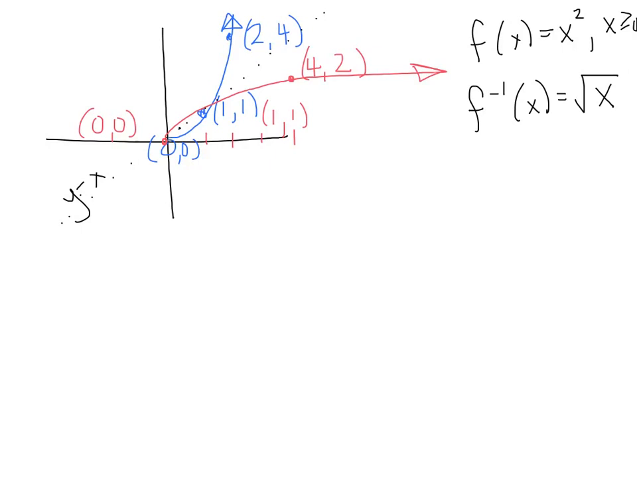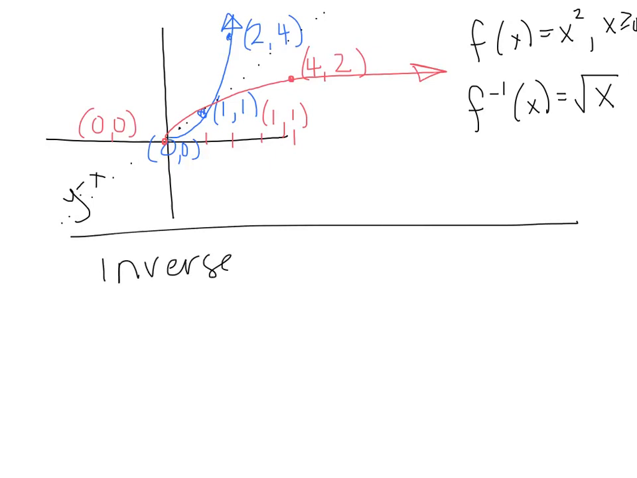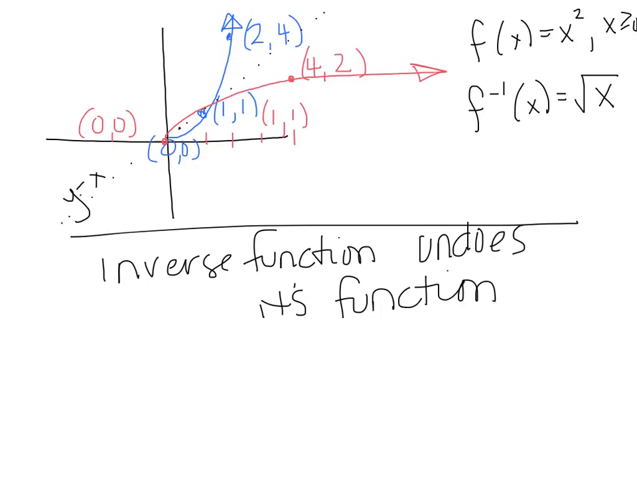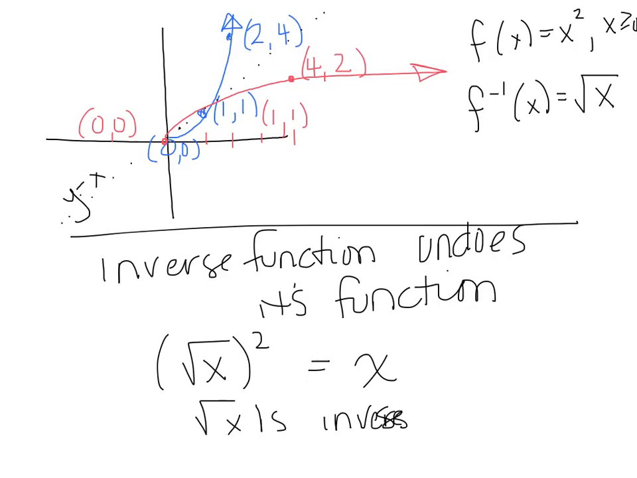And so it just brings up a point about another way to think about inverse functions: inverse functions undo each other. An inverse function undoes its function. Okay? So if you have a function and then you follow it with an inverse function, you basically undo what the first one had done. So it's kind of like taking the square root of x and then squaring it, you just get x. Okay? So square root of x is the inverse of x squared, because a square root will undo a square.